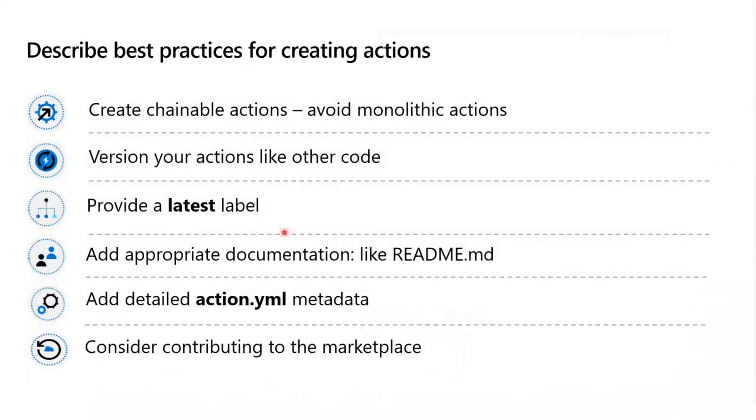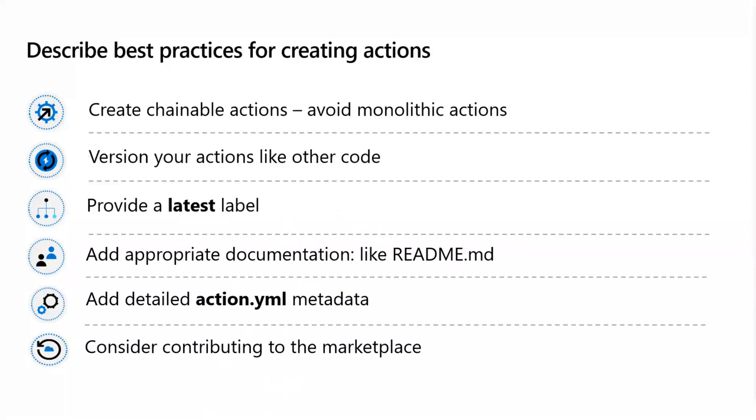So what are the best practices for creating actions? You should create chainable actions and avoid monolithic actions, where you can version your actions like other code. You can provide a latest label, add appropriate documentation like the README file, or add detailed action.yaml metadata, and consider contributing to the marketplace.